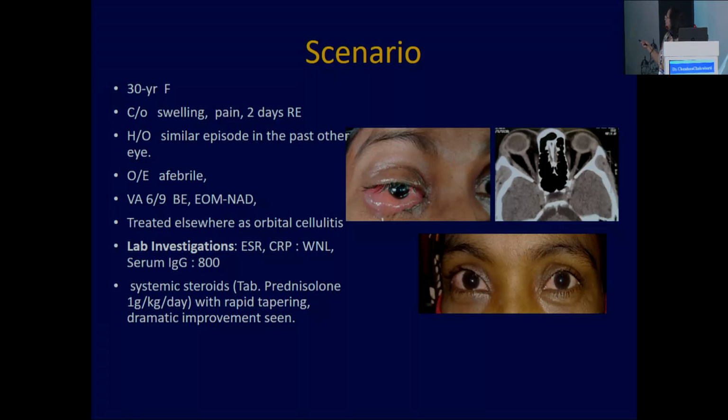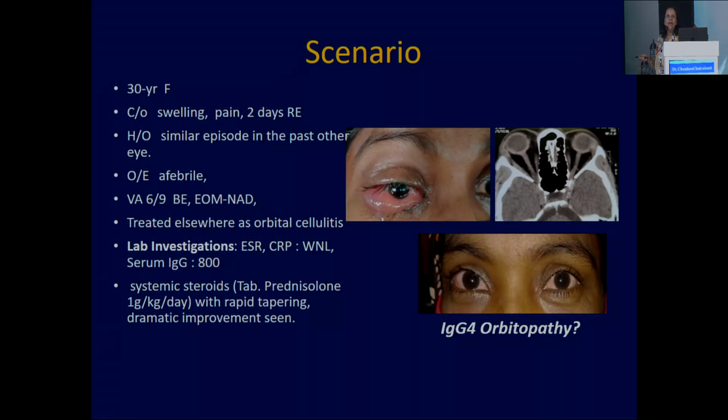This patient was admitted to us with a left eye orbital cellulitis-like picture, and after 1 week the patient came with a similar picture in the other eye. The patient told us that they had a similar attack 1 year back, but there was minimal pain, and the patient was not responding at all to oral or systemic antibiotics. And see the lab investigation: the serum IgG was very high. So on benefit of doubt, we gave a diagnosis of IgG4 orbitopathy.